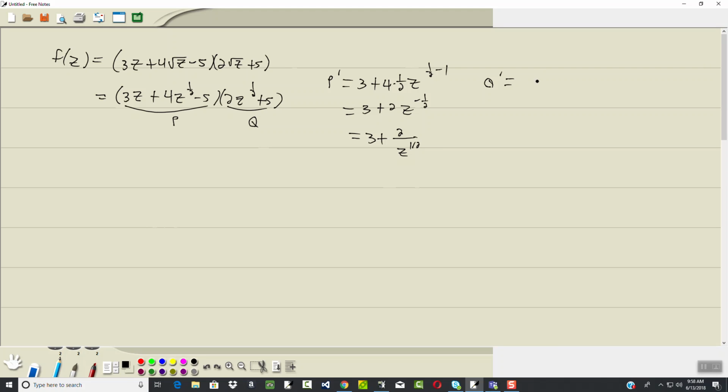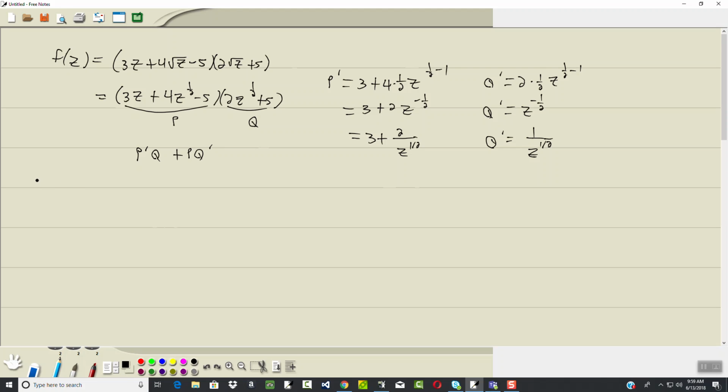Take the derivative of this. 2 stays there. Take my power, put it on front, lower it by 1. And the 5 drops away. So q prime, those cancel, and we got z to the negative 1/2. Take that down below, and we got 1 over z to the positive 1/2. Again, negative exponents you always take down to the denominator. Okay, so we got p prime q plus p q prime.